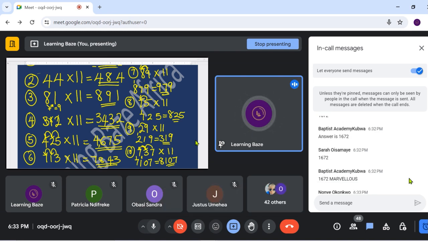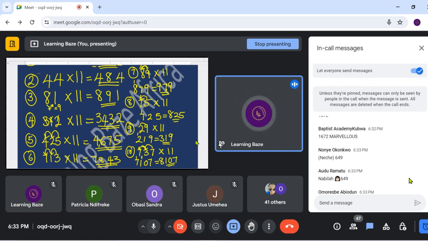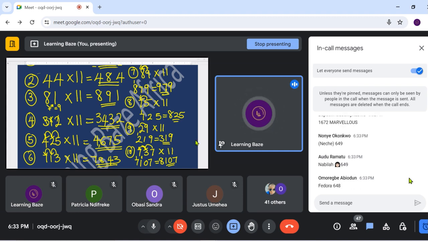59 times 11. Awesome. Wow, awesome. Keep typing. It is mental math. Keep typing. Amazing, amazing. So let me mention the names of those who typed the correct answer.